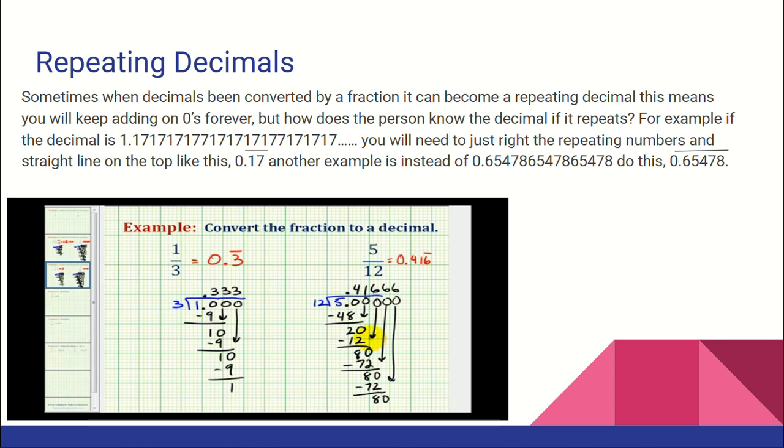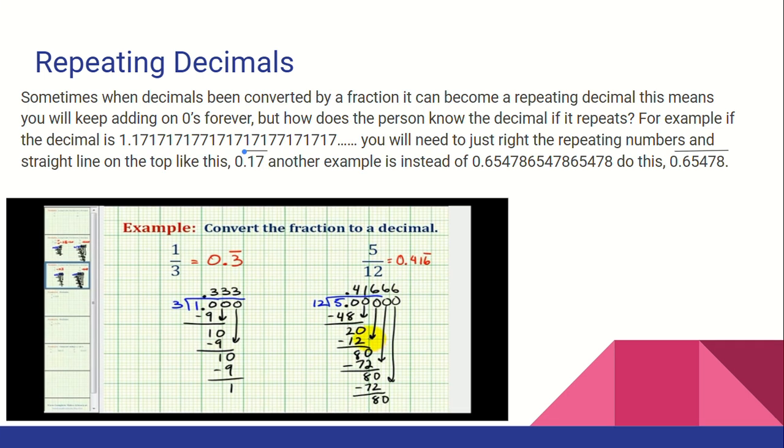For example, if the decimal is 0.17, you would need to just write the repeating numbers with a straight line on the top like this. 0.17, but it has this line, which makes it repeating, so we know that.